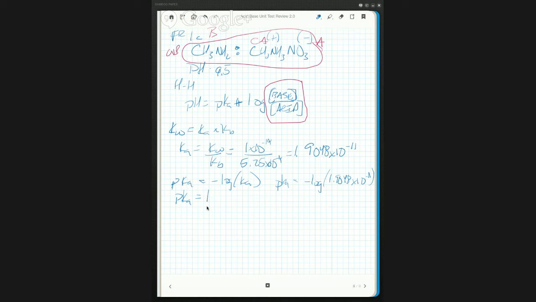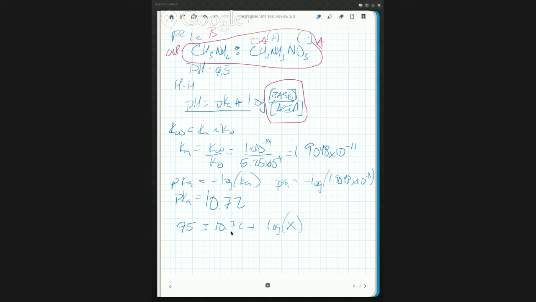So the pKa is equal to 10.72. And again, I'm kind of keeping it in the calculator. There's some rounding that might need to happen, but it'll be fine. So if we go back to this equation right here, pH 9.5 is equal to the pKa, 10.72, plus log of, and the ratio basically is just x. Whatever that ratio, base to acid, that's just x, okay?